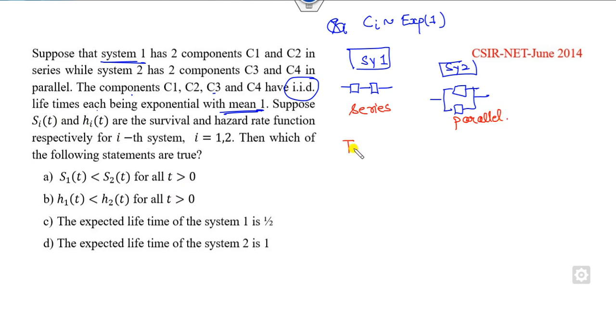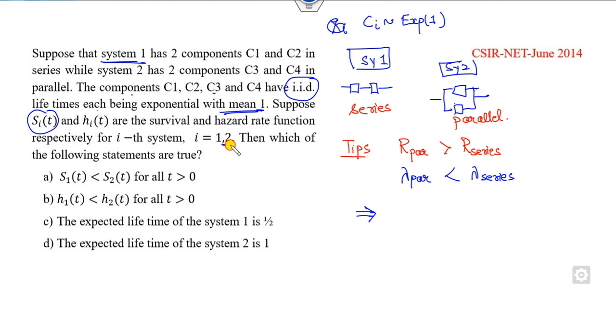So what I already gave you as tips is that the reliability of the parallel is always greater than the reliability of the series, and the failure rate of the parallel is always less than the failure rate of the series. Now you can see about the tips. What is the survival?